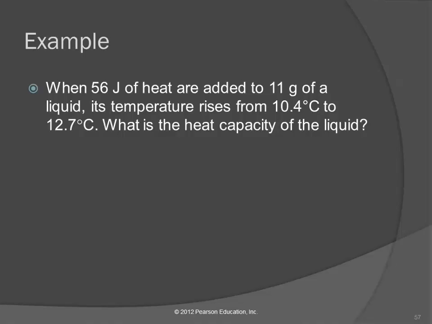Here's another one. When 56 joules of heat are added to 11 grams of a liquid, its temperature rises from 10.4 degrees Celsius to 12.7 degrees Celsius. What is the heat capacity of the liquid? And this is the sort of process by which we measure heat capacities: we measure the heat and the temperature and the mass, and then we can calculate it. So let's identify what these numbers are.